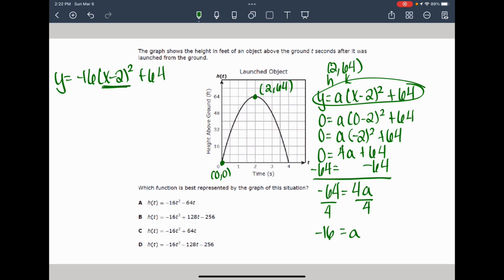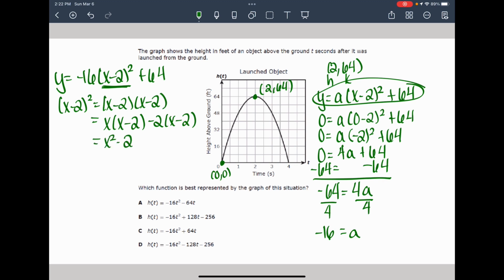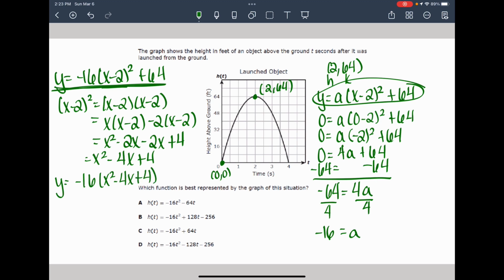So I need to expand out this (x minus 2) squared. So that's (x minus 2) times (x minus 2), which is going to be x times (x minus 2) minus 2 times (x minus 2). So that's going to be x squared minus 2x plus 4. So you get x squared minus 4x plus 4. So let's go back to this equation and plug that in. So you get y equals negative 16 times (x squared minus 4x plus 4) plus 64.